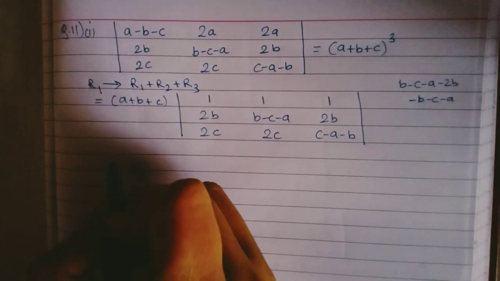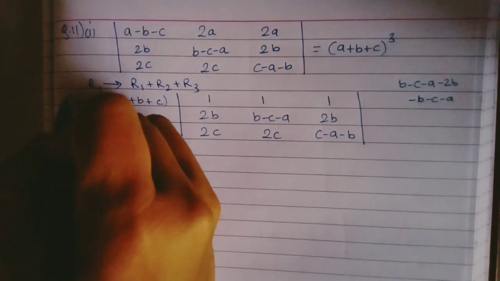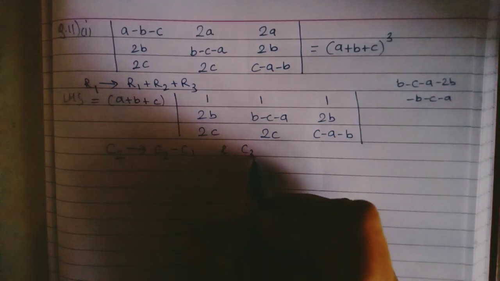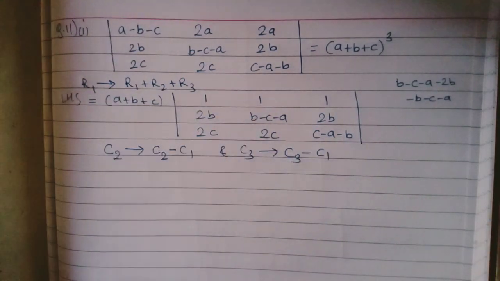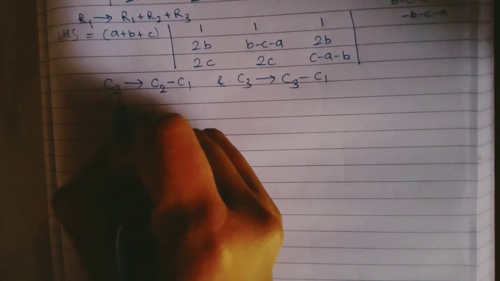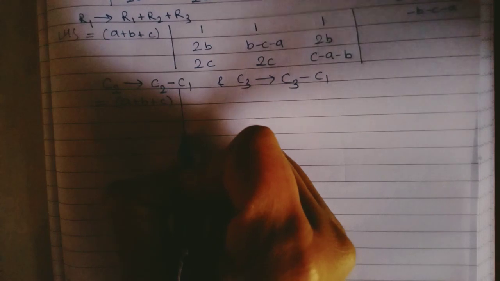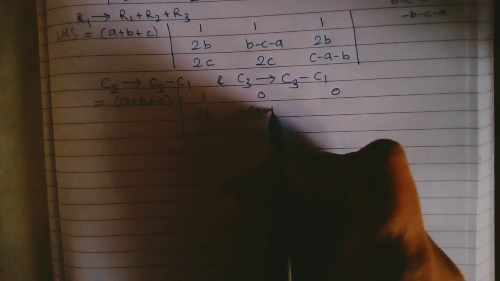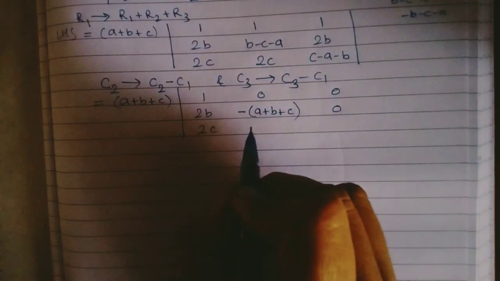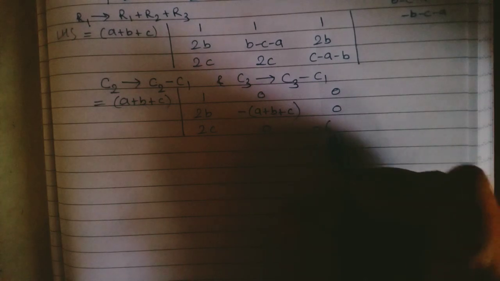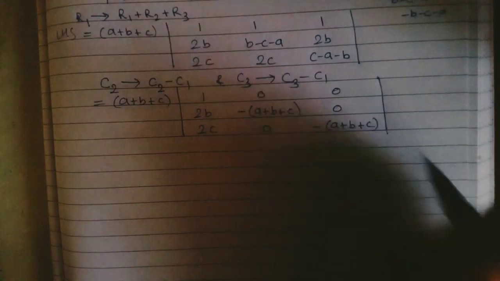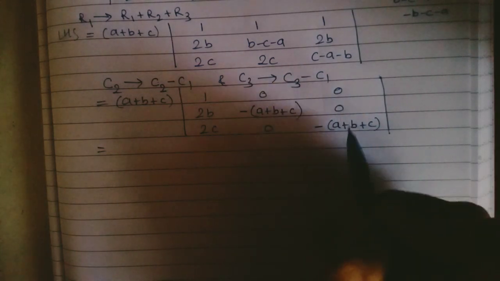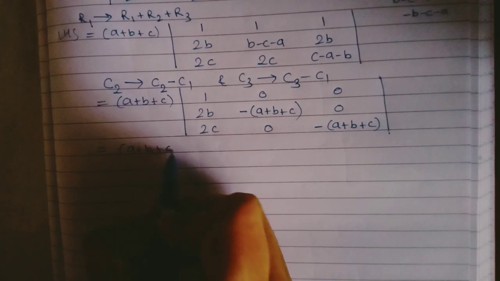So you can take out minus sign outside, so you will get a plus b plus c. So operating on c2 and c3, that is c2 minus c1, and operating on c3, that is c3 minus c1. We'll get 1, minus 1, 0, 0. Here you get minus a plus b plus c, then 2b minus 2b 0, 2c minus 2c 0, and here again a plus b plus c. Now taking out a plus b plus c from c2 and a plus b plus c from c3, you'll get here a plus b plus c cube.